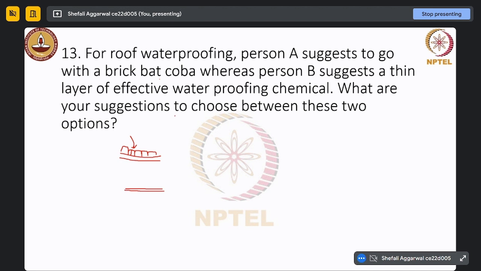So in this case, what we'll choose, you will think that waterproofing chemical is a more effective method, as you guys have already guessed.